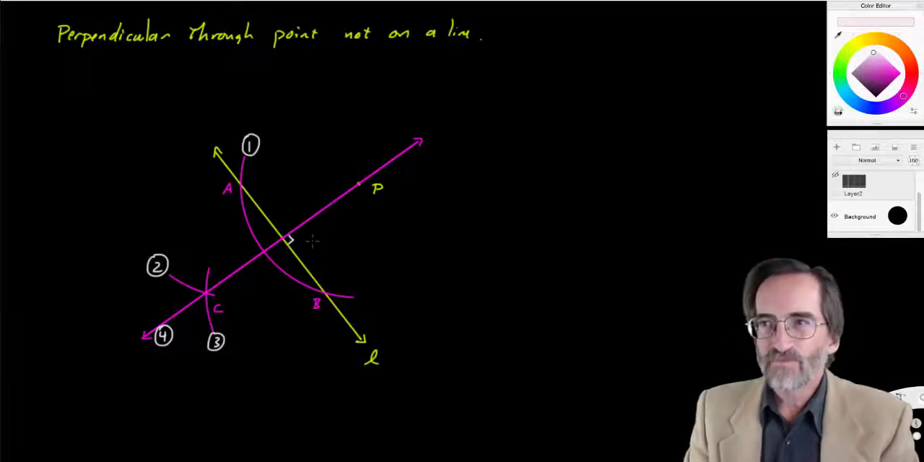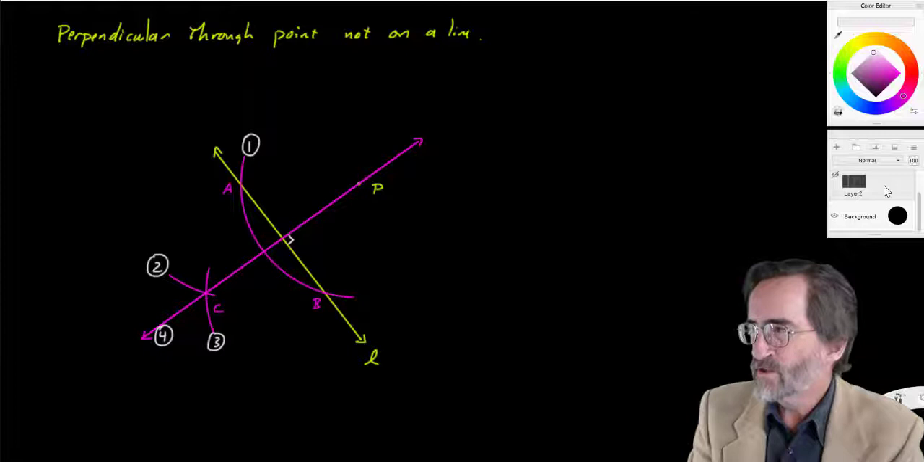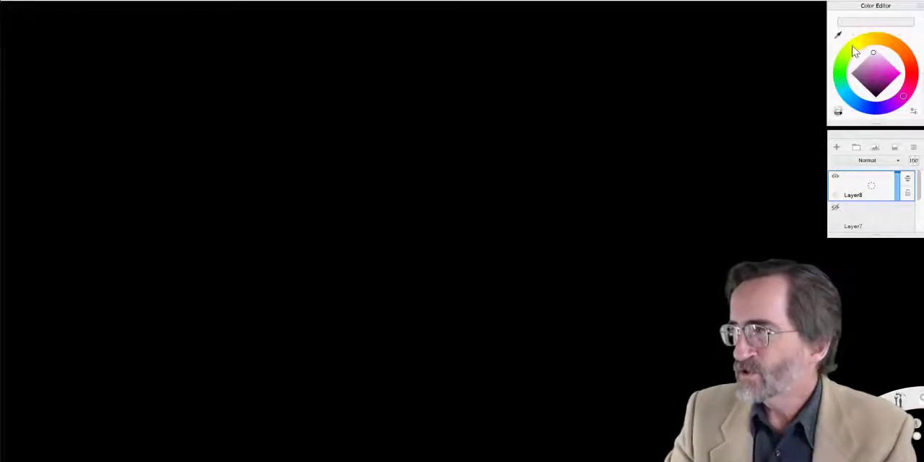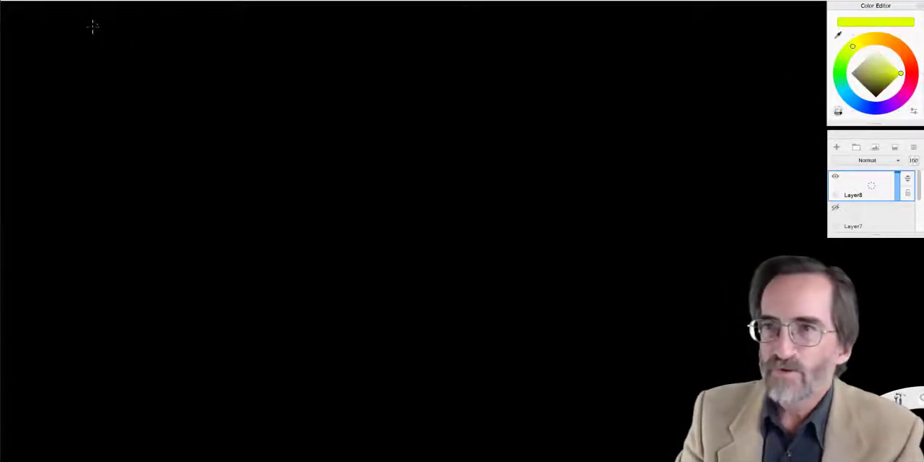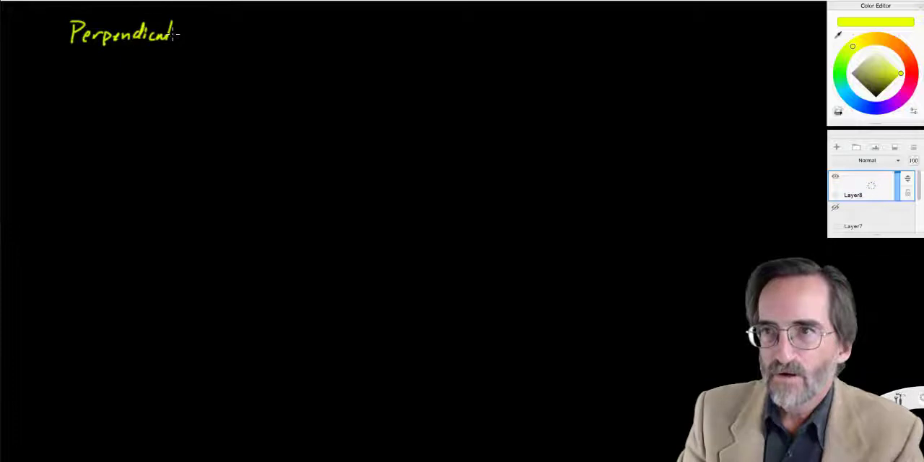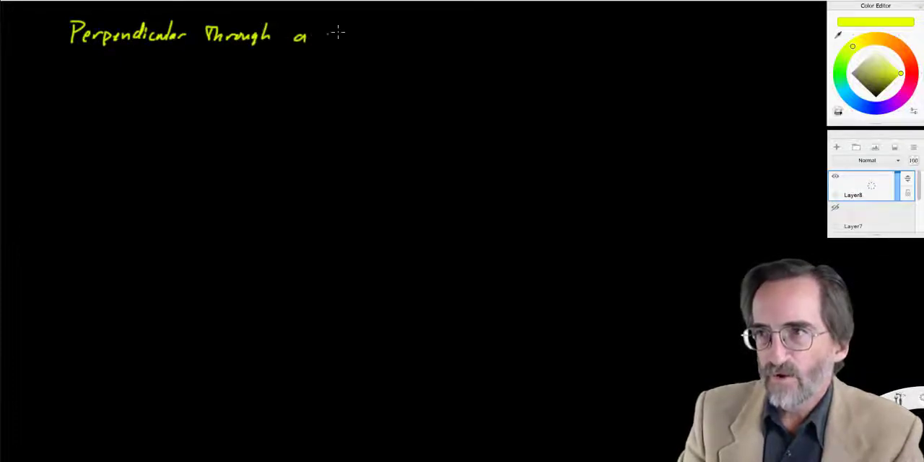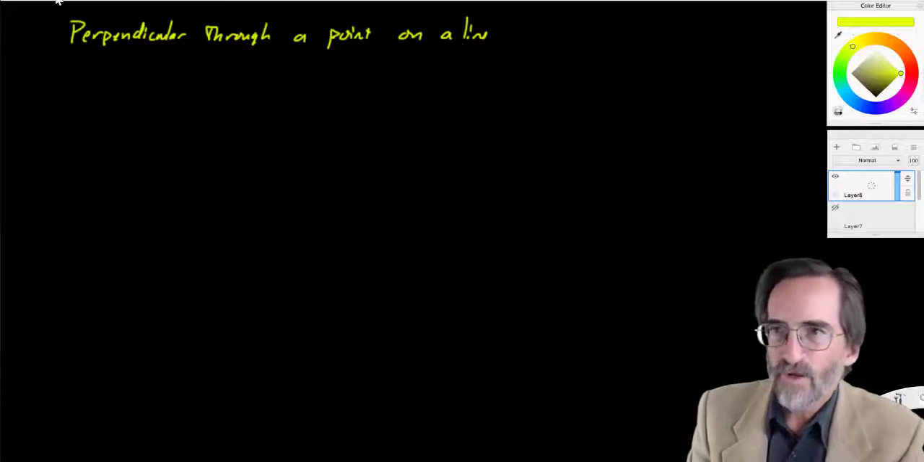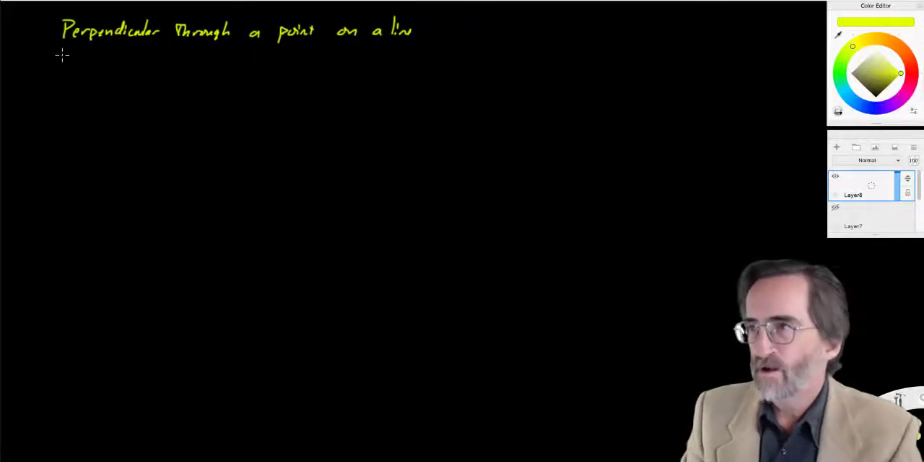All right, so that's perpendicular through a point not on a line. There's one construction. Let's do another. And the process changes a little bit when I want to do a perpendicular through a point on a line. Okay, perpendicular through a point on a line.